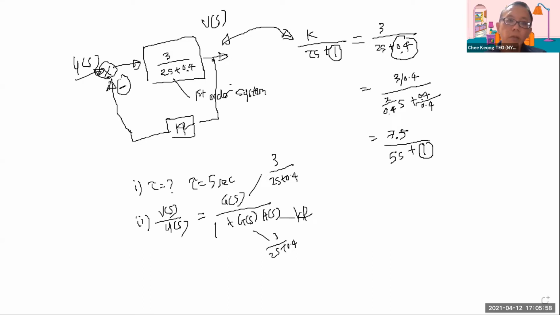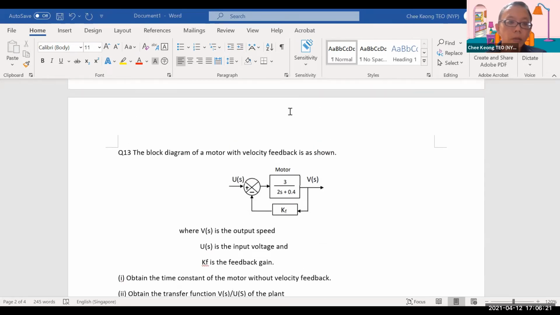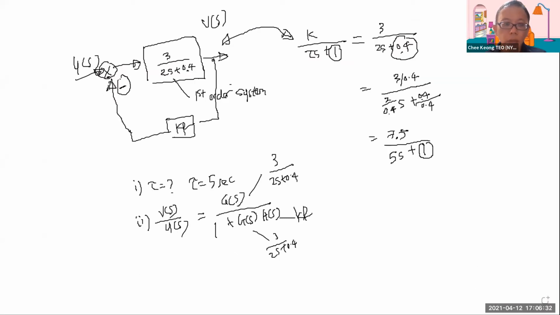Let me take a look just to double confirm that we are doing the right thing. Let's go and take a look at the question. This is question 13. Okay, so it's in terms of Kf. So right now, let's go back to the whiteboard, just in case I get carried away and solve it in another direction. So right now, how do we rewrite this properly?